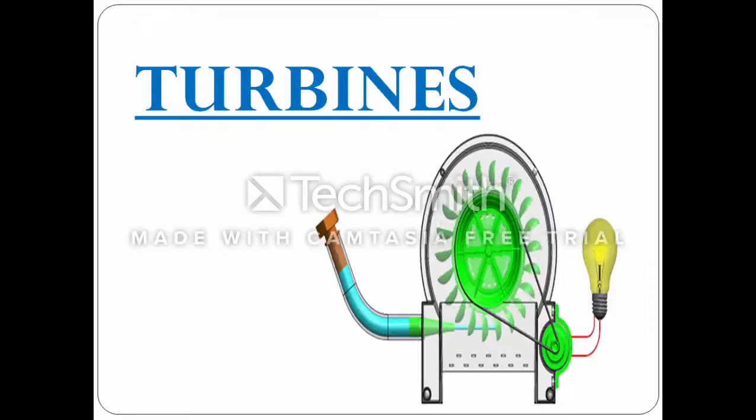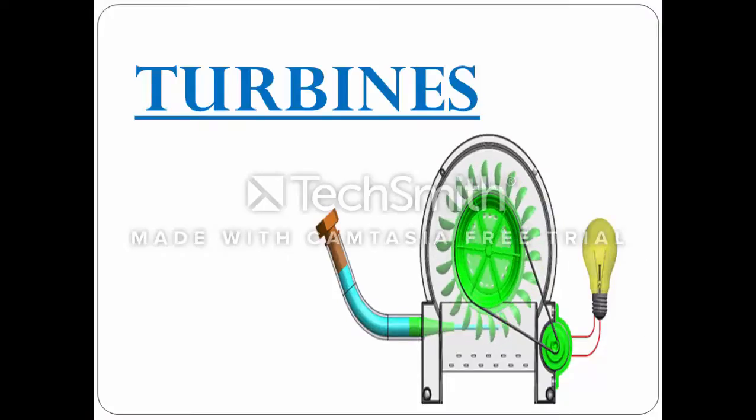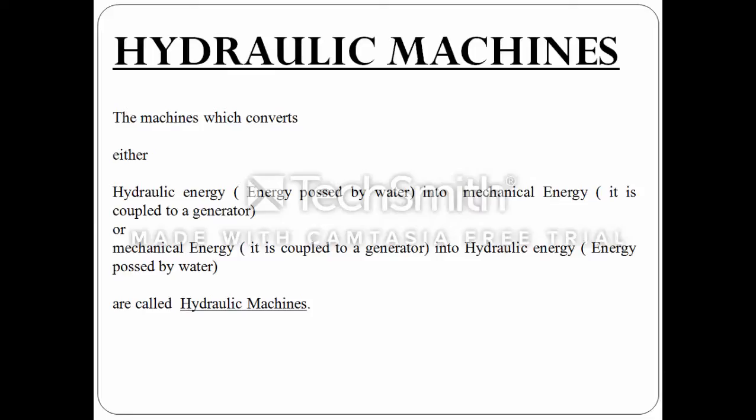Now I am explaining a video lecture on turbine. What is meant by turbine? Before going into the topic of turbine, let us see what is meant by hydraulic machines. Hydraulic machines are machines which convert hydraulic energy, meaning energy possessed by water, into mechanical energy, or mechanical energy into hydraulic energy. In hydraulic machines, turbine is one type and another one is pump.